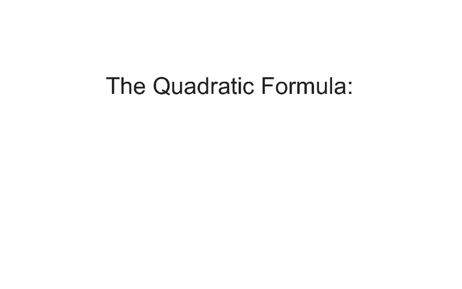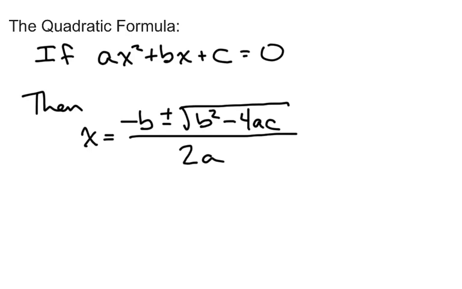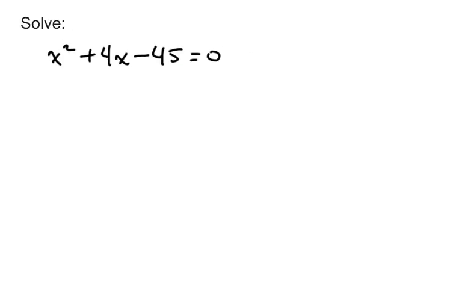Alright, the quadratic formula is a nice formula that will help us to solve quadratic equations. The quadratic formula says that if we have a quadratic equation that's in standard form, where it's ax squared plus bx plus c equals 0, then x equals negative b plus or minus the square root of b squared minus 4ac all over 2a. You will have to memorize this formula. You will definitely have to know it. But let me show you how to use it.